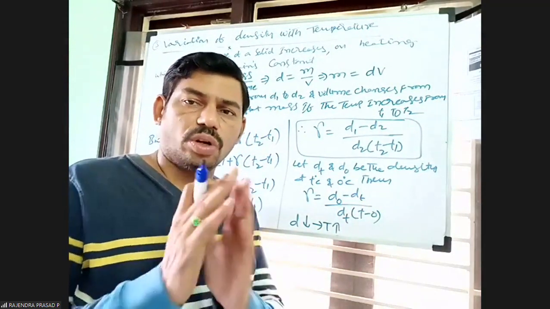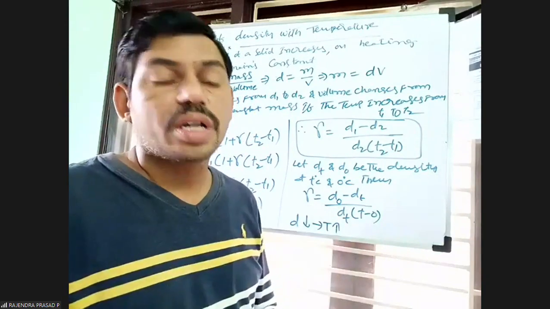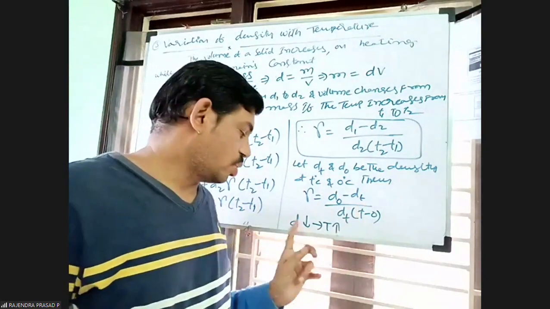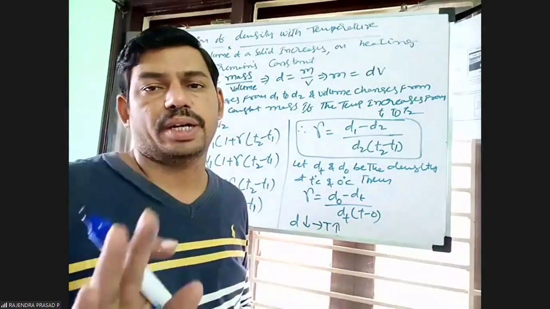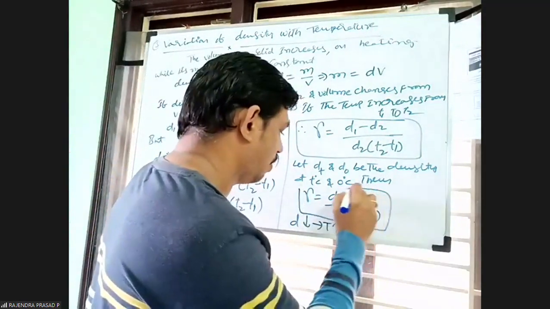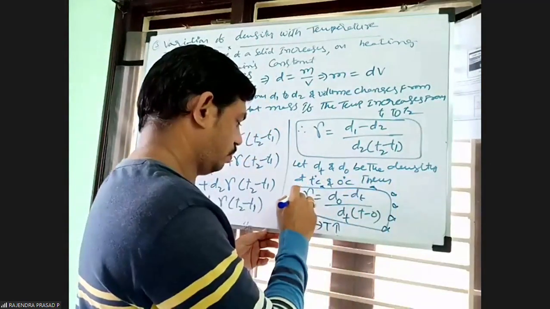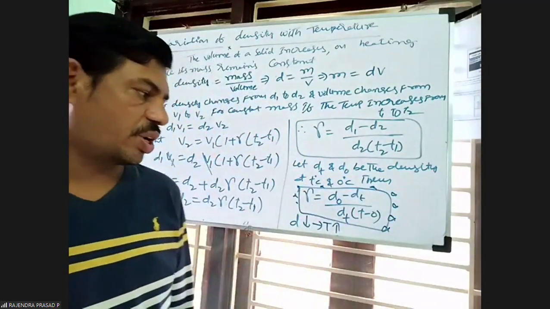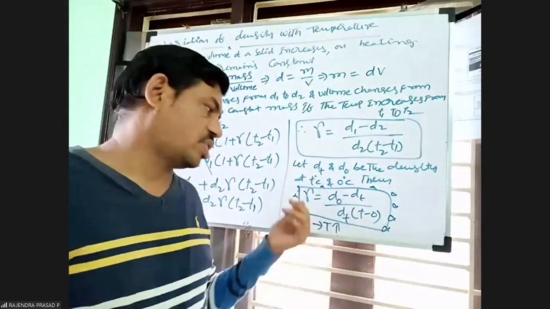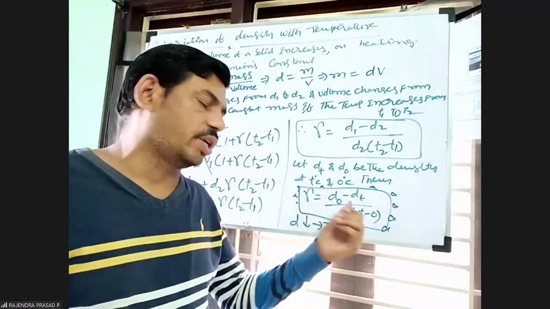So initially, without any heating, density is high. When water is heated, density decreases. So density decreases with increase of temperature. This is a very, very important formula. D0 is the density at 0 degree C, DT is the density at T degree C, and T is the temperature. Then the coefficient of cubical expansion gamma equals (D0 minus DT) by DT into (T minus 0).